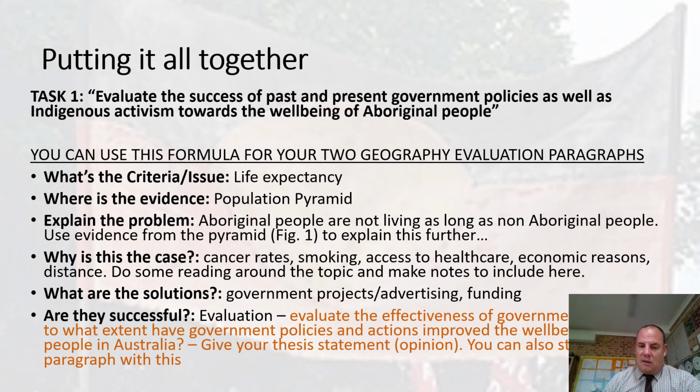Why is this the case? So to explain, cancer rates, smoking, access to healthcare. There's heaps of different reasons. What are the solutions? Obviously, government projects, advertising, funding, and then are they accessible? Evaluate the effectiveness of the government and to what extent government policies and actions improve well-being in people in Australia. Give your thesis opinion, but remember, don't use first person. All right, it's very formal. All right, so that's what we're looking at.